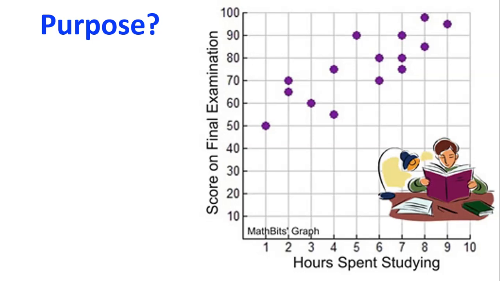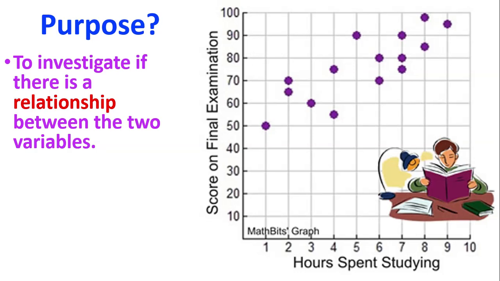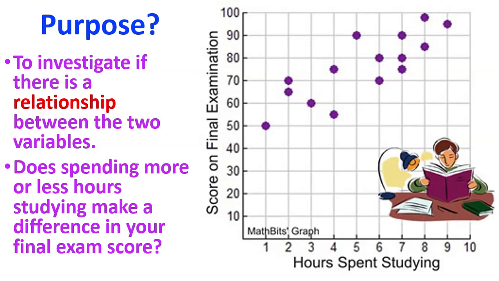So what is the reason for us doing this? The reason for bivariate investigation is to look and see, is there a relationship between these two variables? That is the key idea with bivariate, we're looking to see, is there a relationship? So for example, if I spend more hours studying, does that make a difference in my exam score? If I spent less hours studying, does that make a difference? So is there any relationship between how many hours I study for and the score on my exam? That's the key, we're trying to find, is there a relationship between two quantitative variables?